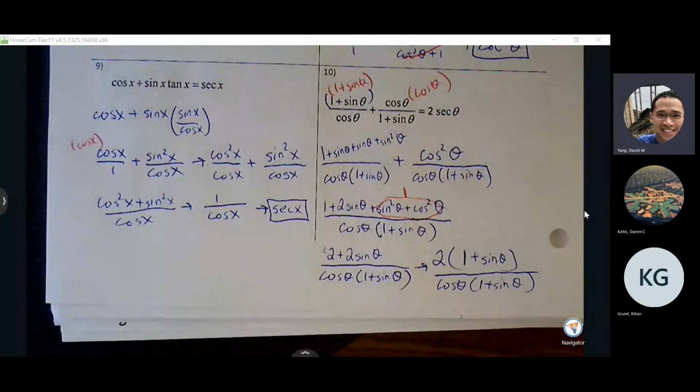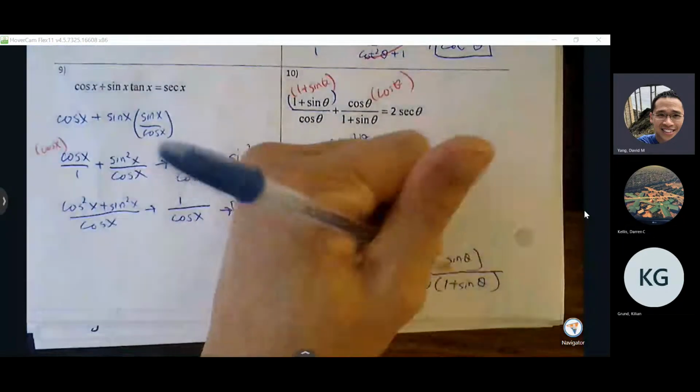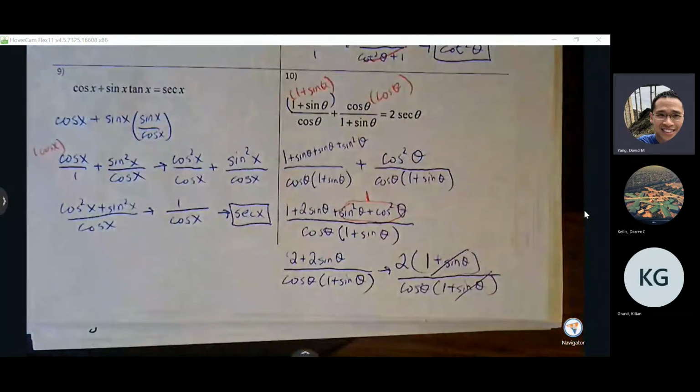Now we can reduce; 1 plus sine theta can go away. I'm left with 2 over cosine theta. 2 over cosine theta, you can flip that cosine up to the numerator as secant. So we have our end result.